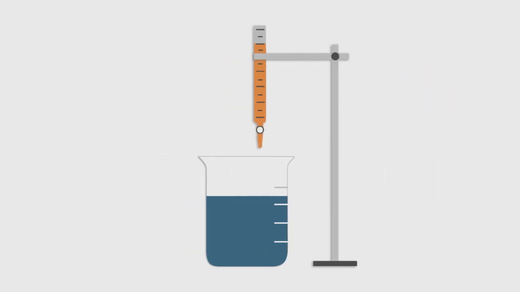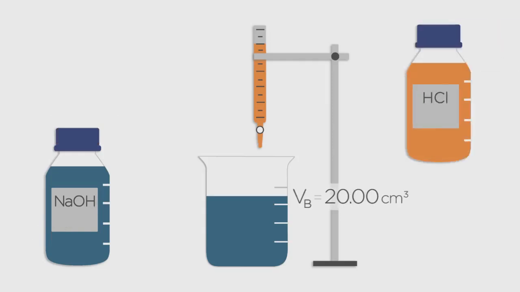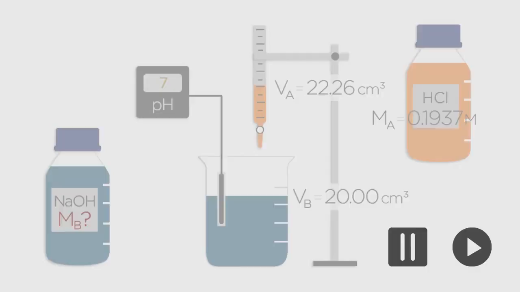So here's your challenge. You've measured out 20.00 cubic centimetres of our mystery sodium hydroxide into a beaker. That's Vb. Our hydrochloric acid was 0.1937 molar. That's Ma. And to make our solution completely neutral required a titration of 22.26 cubic centimetres of the acid. That's Va. Can you work out Mb? Pause the video and have a go.